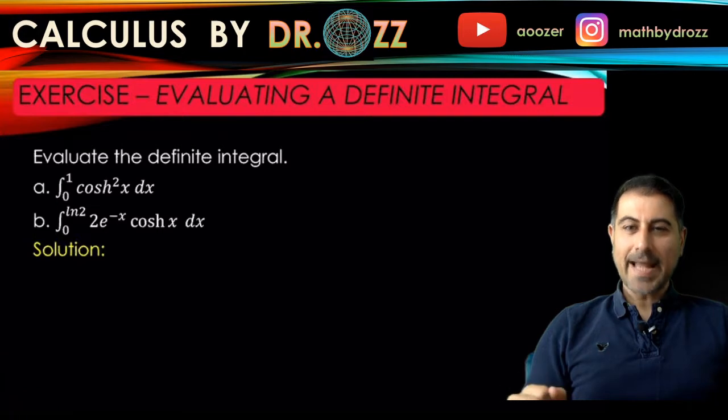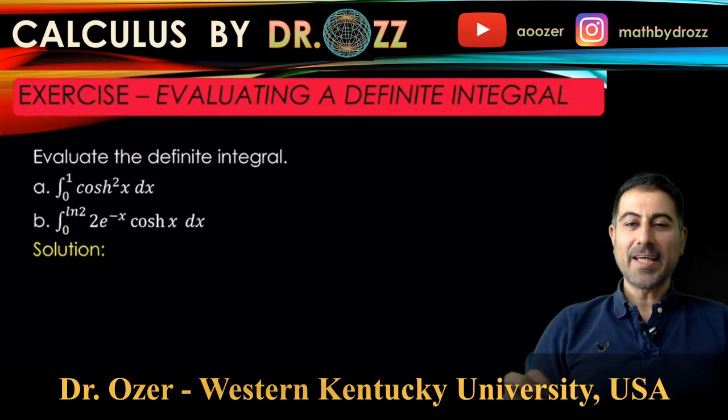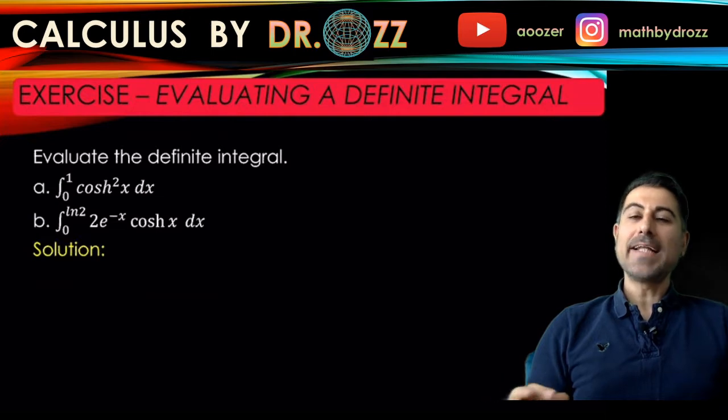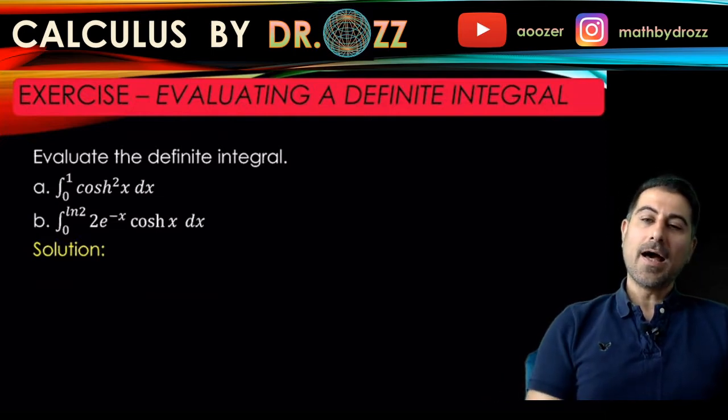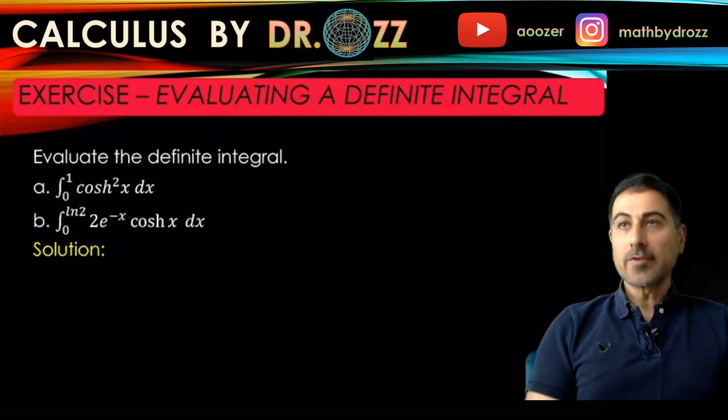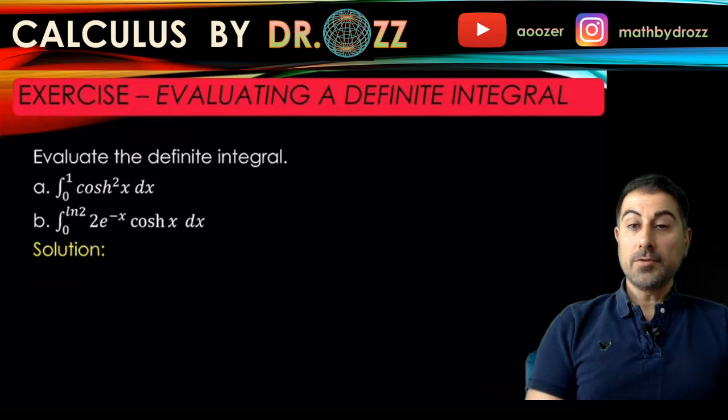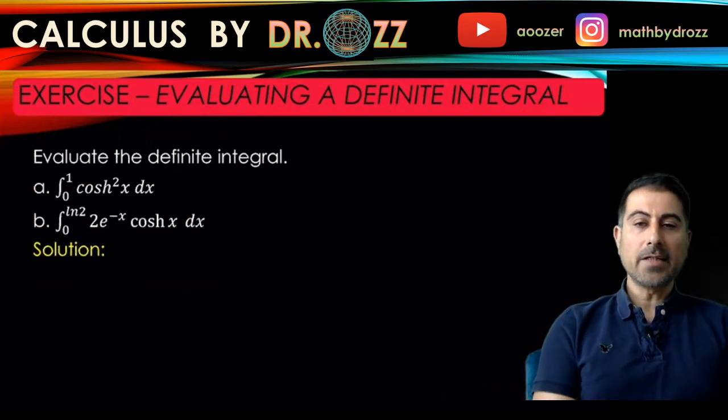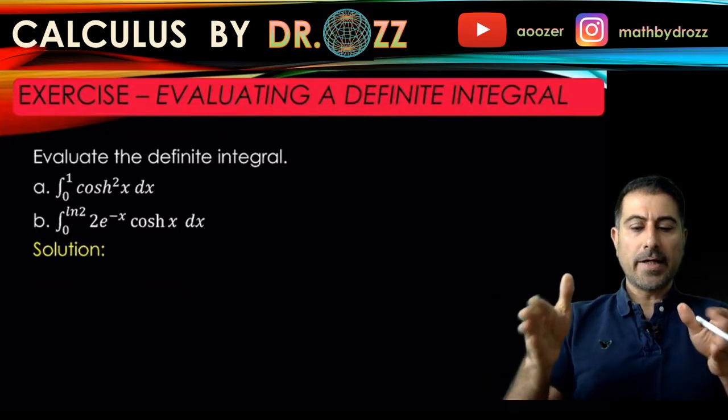All right, let's tackle part B, and that is the integral of 2e to the minus x cosine hyperbolic x from the lower limit 0, upper limit ln2. Another observation here is that 2e to the minus x cosine hyperbolic x is a non-negative function. If you integrate it from 0 to ln2, that corresponds to the area between the graph of 2e to the minus x cosine hyperbolic x and the x-axis, stuck in between 0 and ln2.